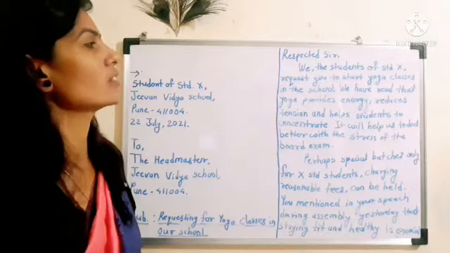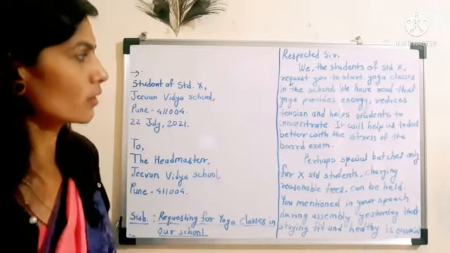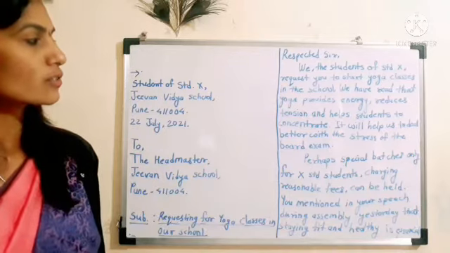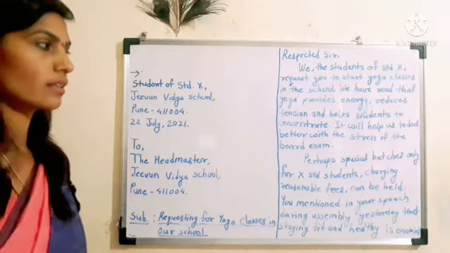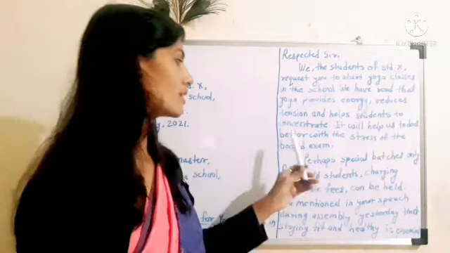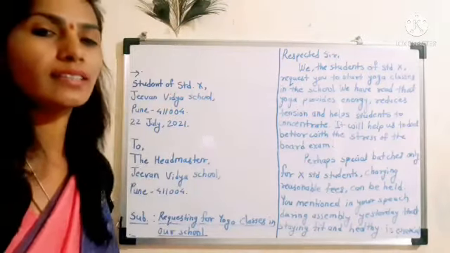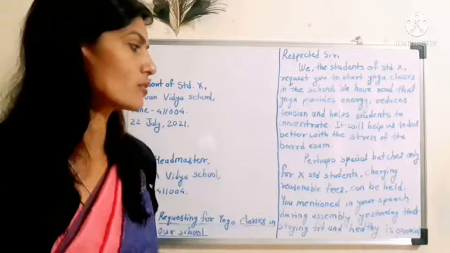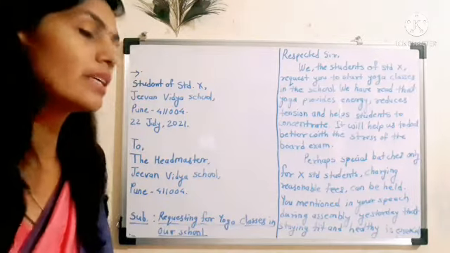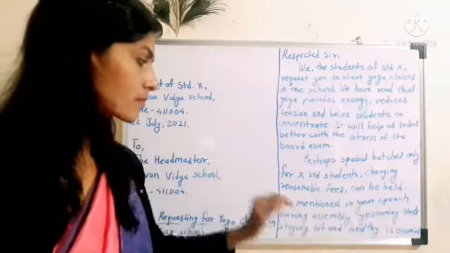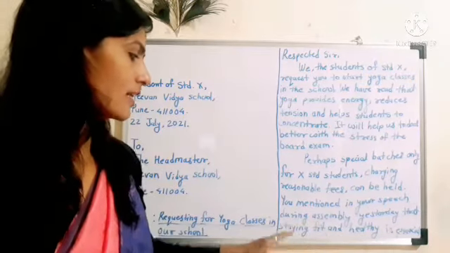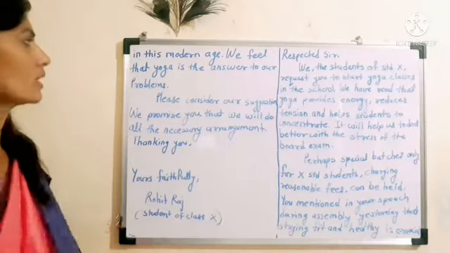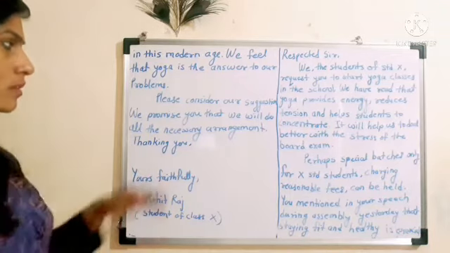Starting the opening para. Being a student of standard 10, I am requesting you to start yoga classes in the school. We have read that yoga provides energy, reduces tension, and helps students to concentrate. It will help us to deal better with the stress of the board exam. This is your opening para. Now the second para. Perhaps special batches only for 10 standard students, charging reasonable fees, can be held. You mentioned in your speech during assembly yesterday that staying fit and healthy is essential in this modern age. We feel that yoga is the answer to our problems. So this is your second para.